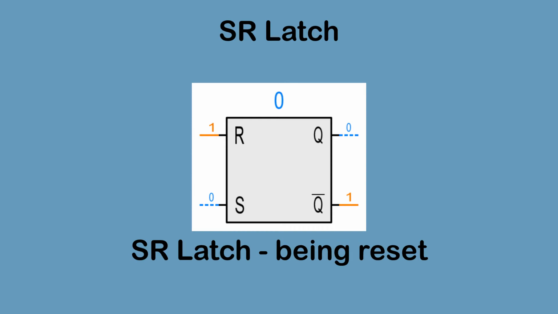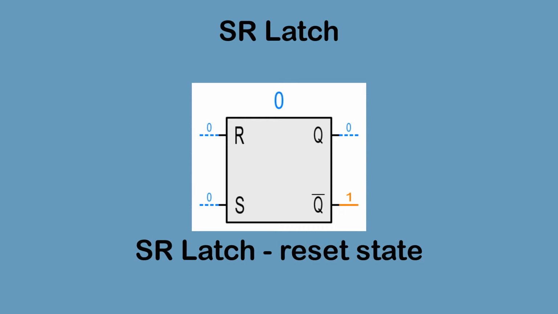When reset input becomes high, Q output is switched off and inverse Q output is switched on. Even though the input reset has returned to low, the outputs are unchanged.